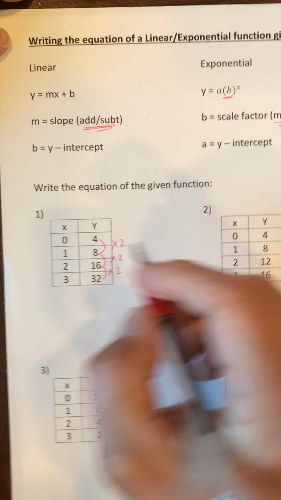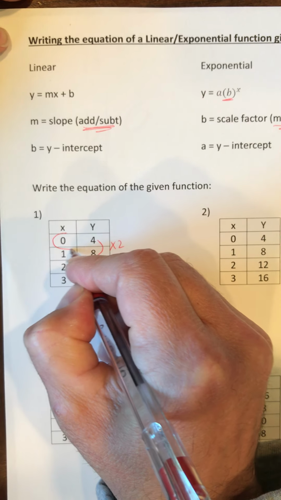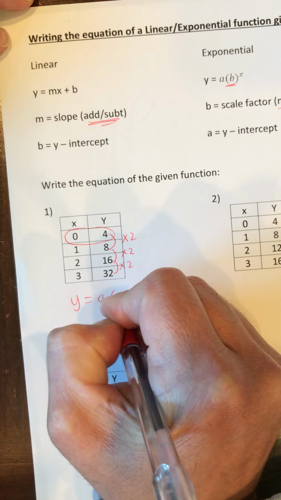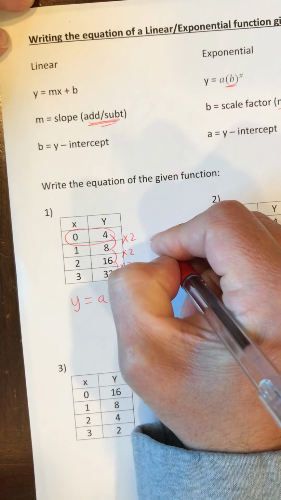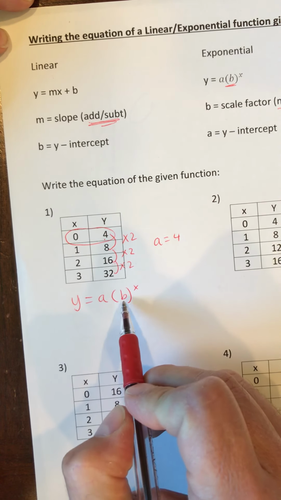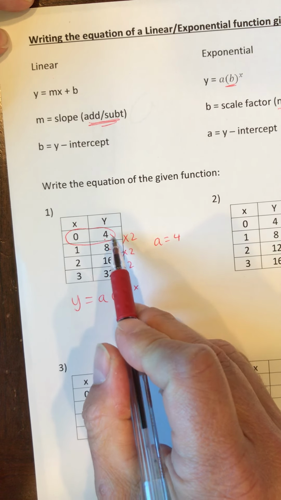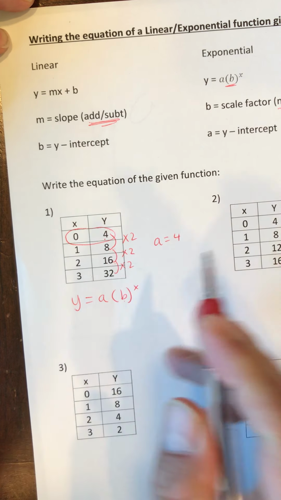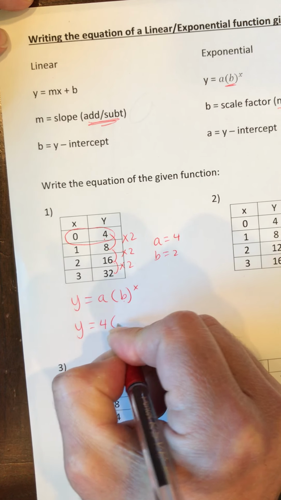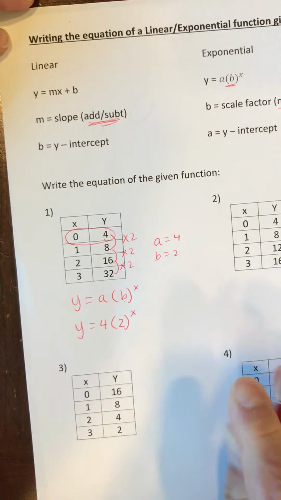Then we just have to find our y-intercept, which is when x is 0. This is going to be the form y equals a times b to the x. A is our y-intercept, which was 4. And b is the base, so that's what we're multiplying by. From 4 to 8, 8 to 16, we're multiplying by 2. So our equation is y equals 4 times 2 to the x.